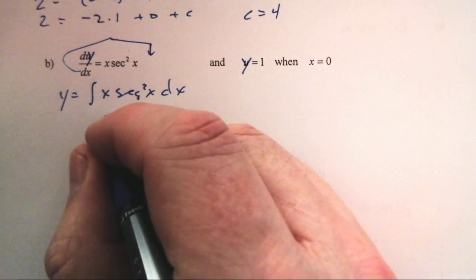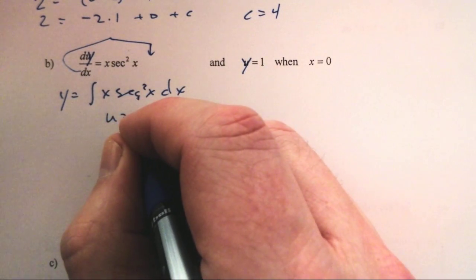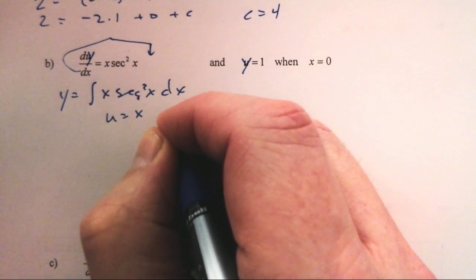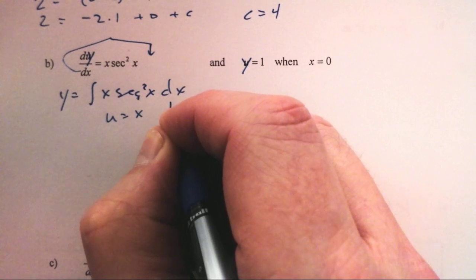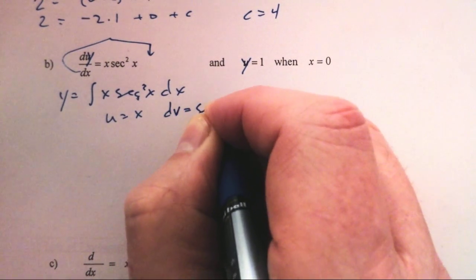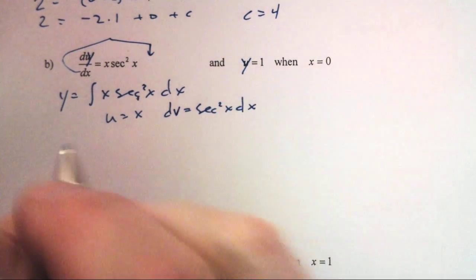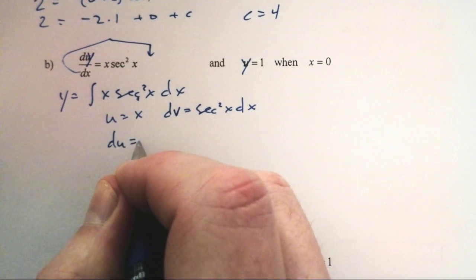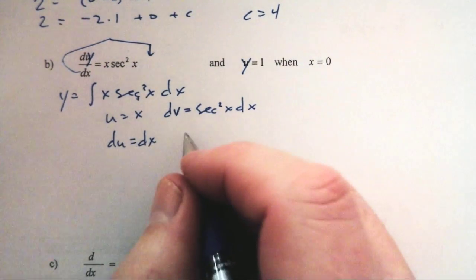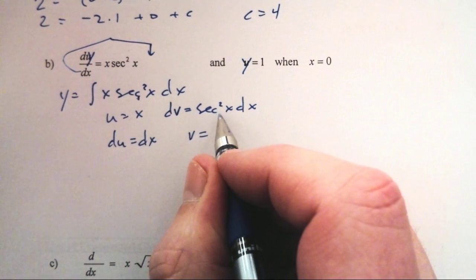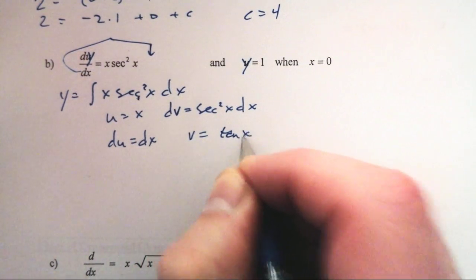So I'm going to have u be x. Let's see how this works out. We may change our mind. dv is secant squared x dx. du is just dx. v is the antiderivative of secant squared, tangent x.